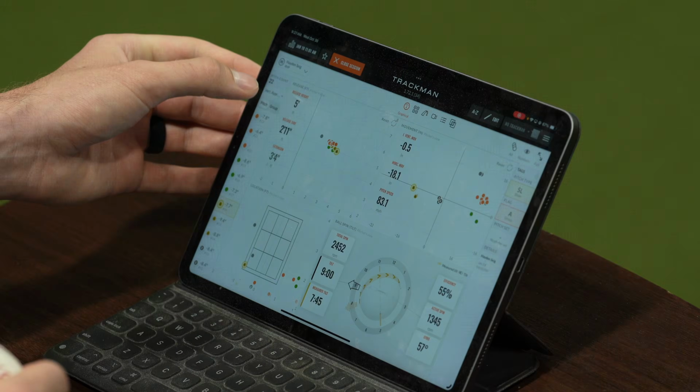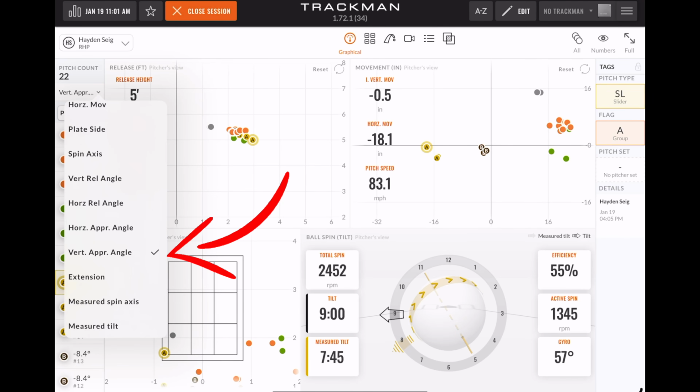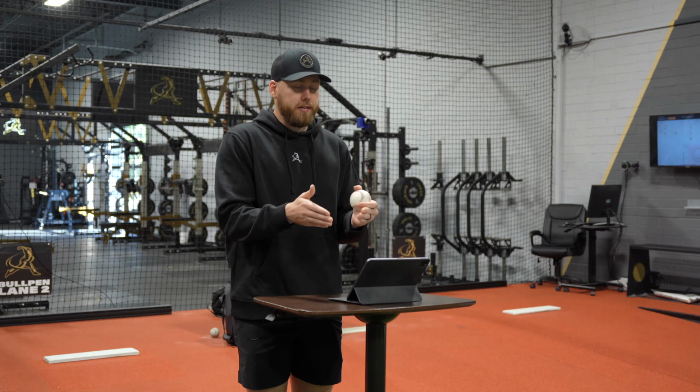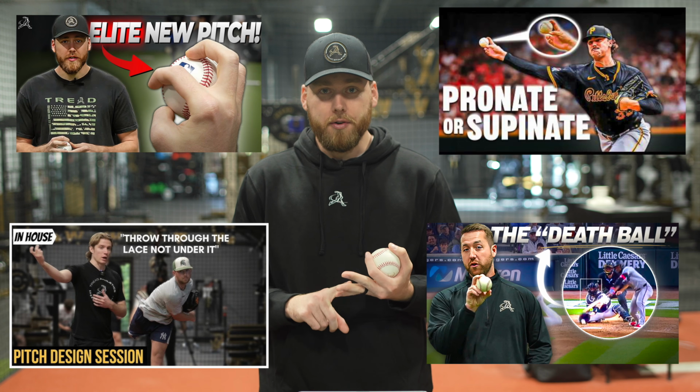Another cool feature we can access when pitch designing on Trackman is the drop down on the left side above your pitch log. Here you can find things like vertical approach angle. This is a very general outline of what you can get from the Trackman interface. If you want to learn how to get to each of these quadrants or how to get to each of these pitches, you can reference many of our videos on supination, pronation, or things like learning the kick change, a sweeper, or a death ball.